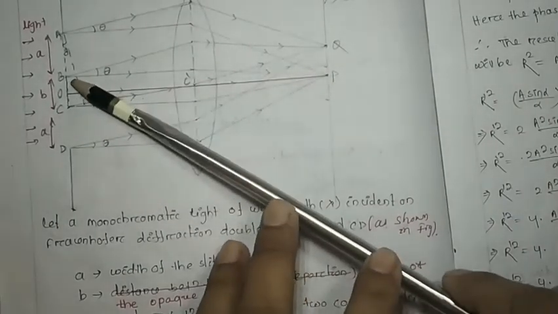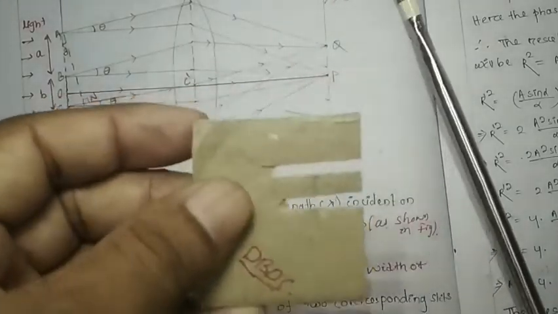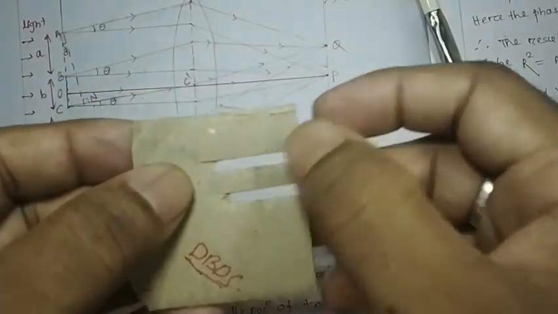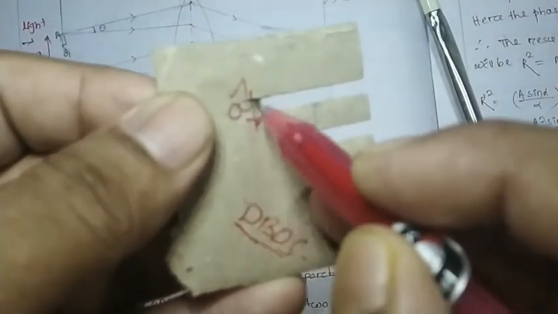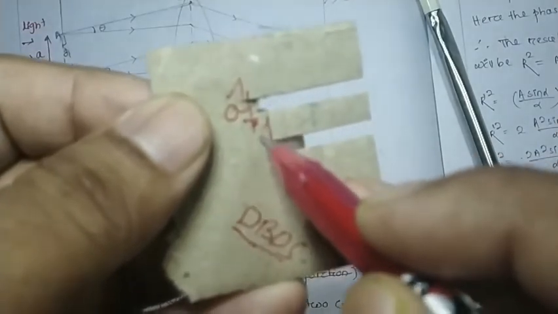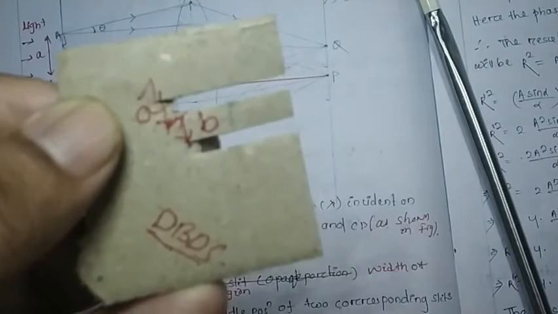So this is the opaque region. If we consider these two slits, this distance is called a, which is the width of the slit. This is the opaque region, and this is called b.